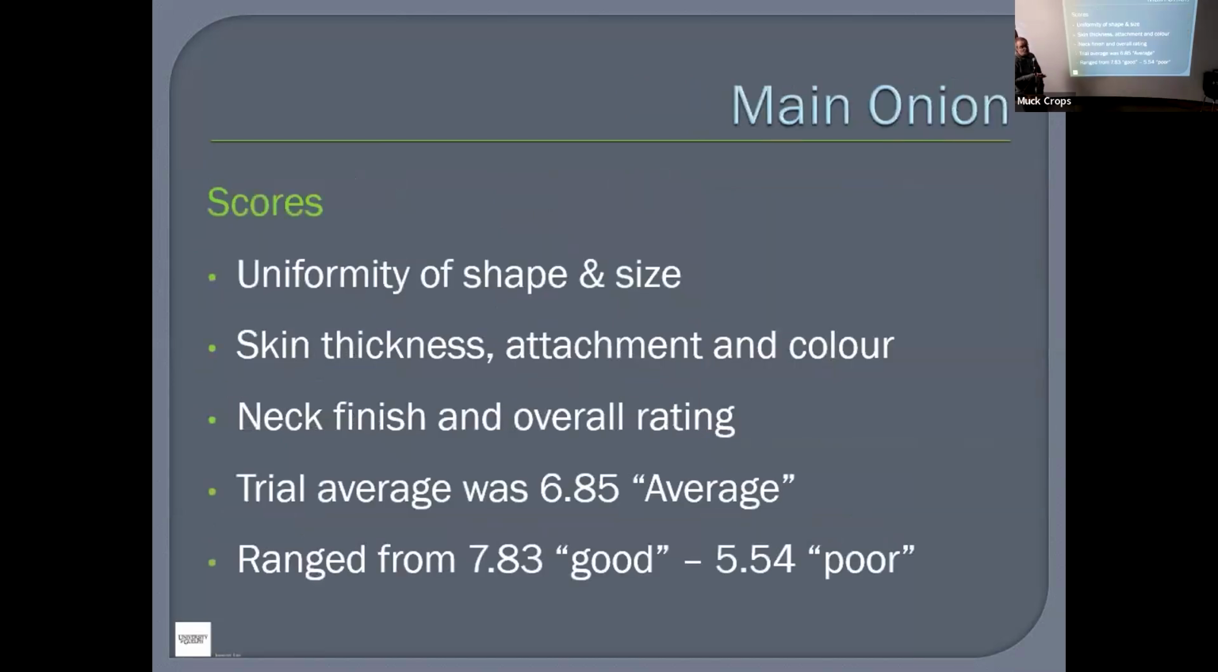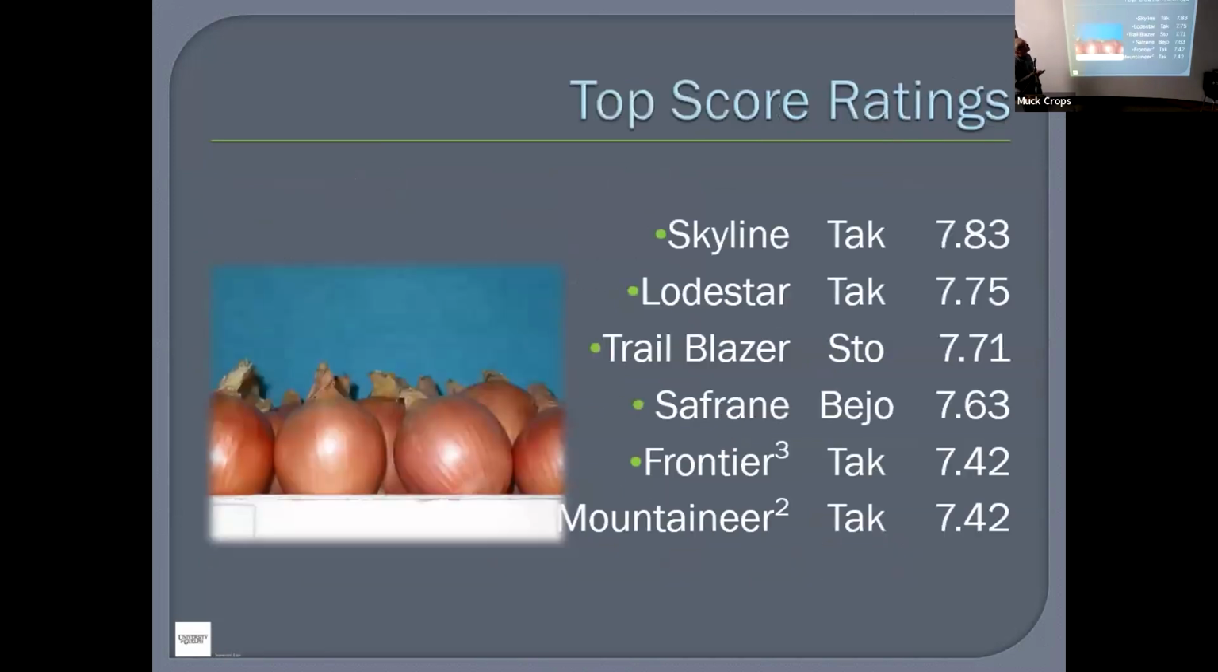Looking at scores or the quality, again, that's based on shape and size, uniformity, skin thickness, skin attachment, the color of the skin, neck finish, and an overall rating that we do when we look at it. Trial average was 6.85, still kind of average, not quite into the good range, but ranging from 7.8, which would be good to very good, to 5.54, kind of on the poor side.